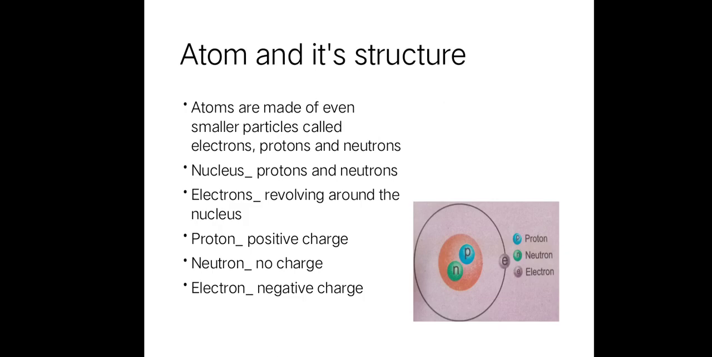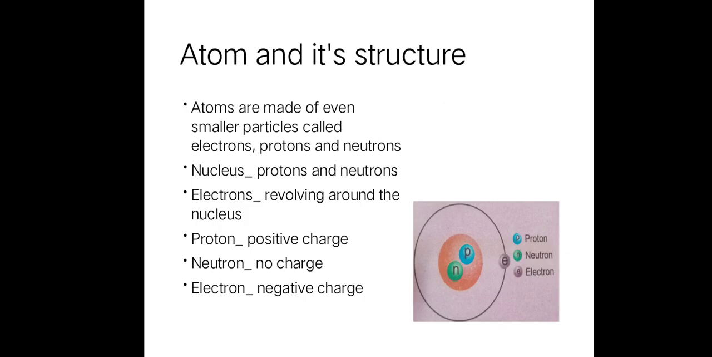First one is atom and its structure. Atoms are made of even smaller particles called electrons, protons and neutrons. Where are all of these found in an atom? Nucleus, as you are seeing here in this image, is the central part. This central part is called the nucleus, and it consists of protons and neutrons.